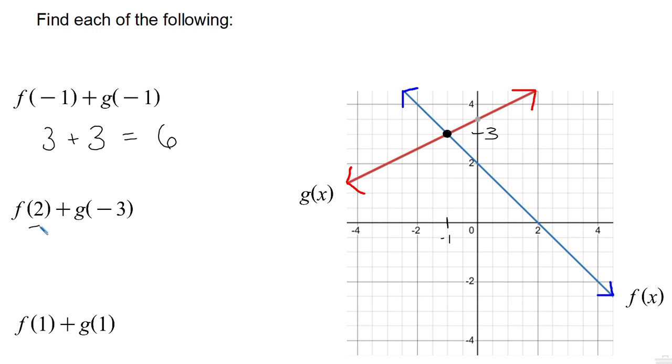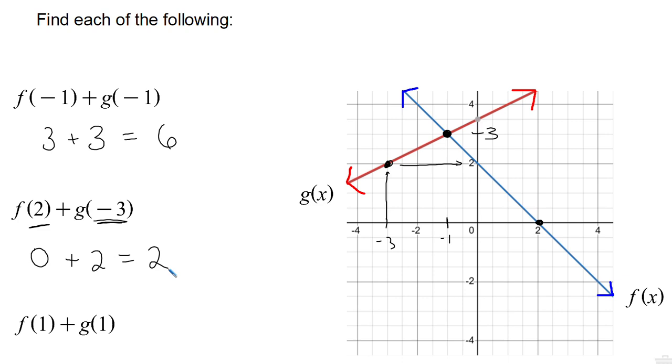We can also do this with different x values. That's not a problem. All we have to do is find f of 2. So go to x equals 2 and see where f of x is. It's at a y value of 0 there, because it's touching the x-axis. Then to find g of negative 3, we just go over to negative 3 and see what the y value is there. The y value there is 2. So 0 plus 2 is 2.